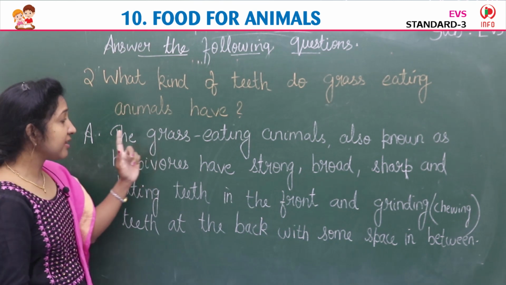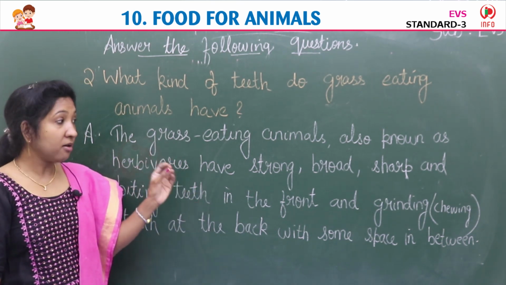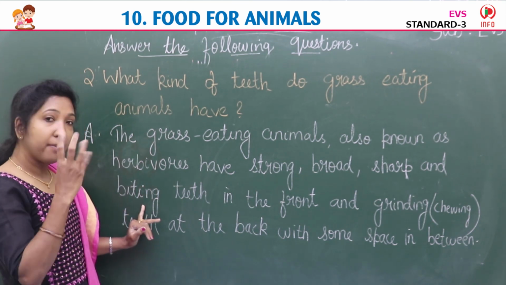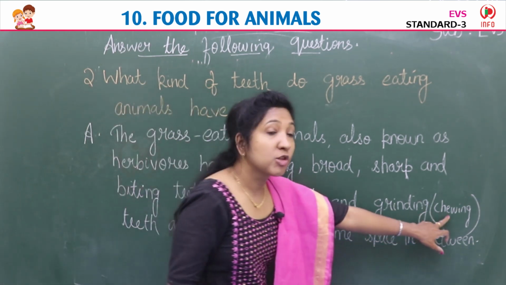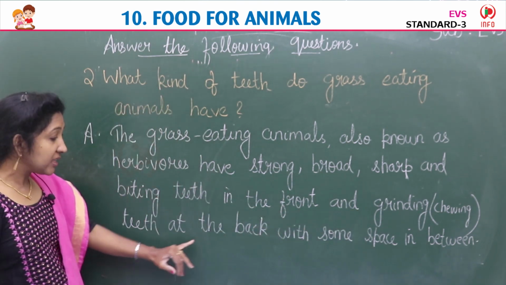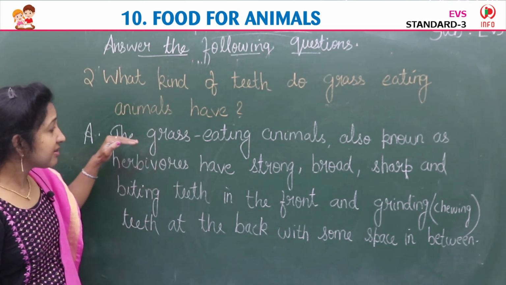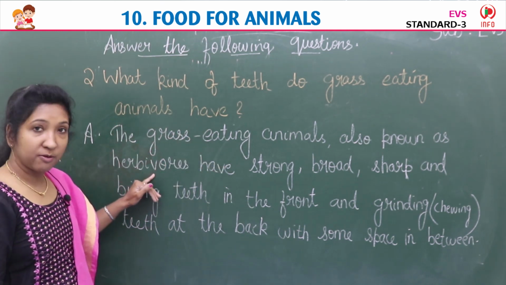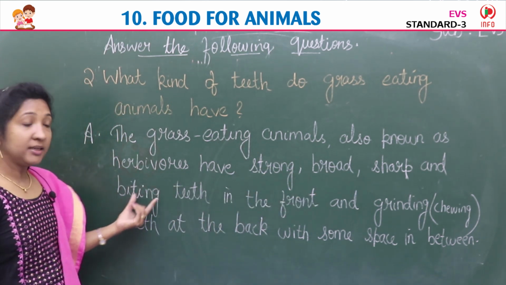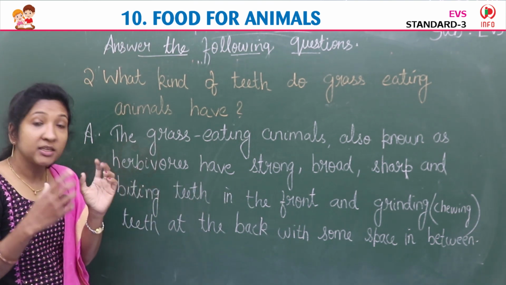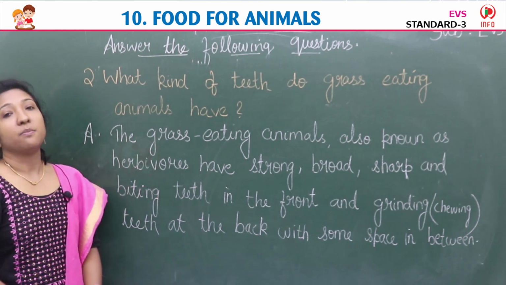The grass eating animals, also known as herbivores, have strong, broad, sharp and biting teeth in the front and grinding, which means chewing, teeth at the back with some space in between.